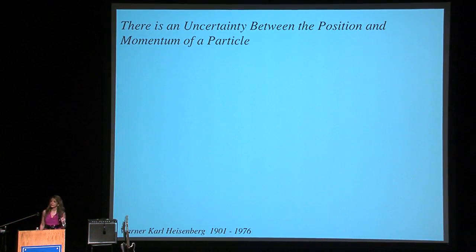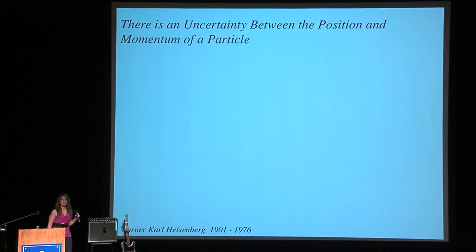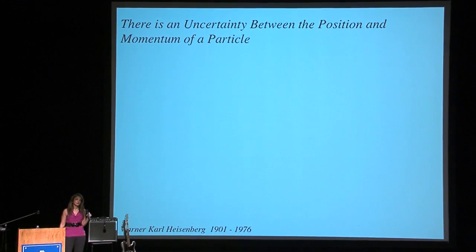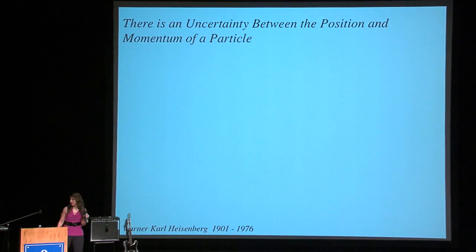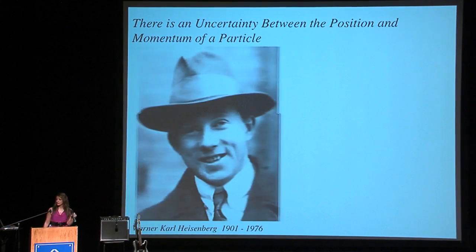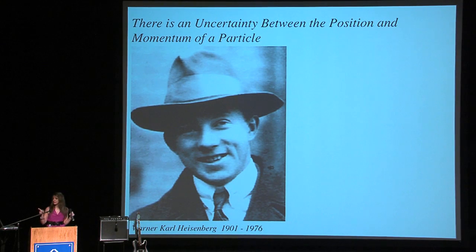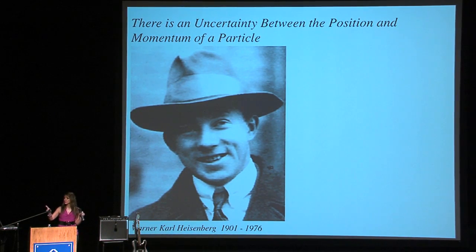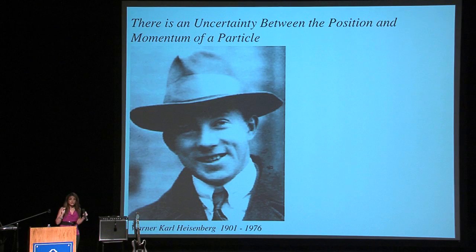So now let's talk about the uncertainty principle, because it is one of the most important discoveries in the history of science. And it was discovered first by Mr. Heisenberg. He said that there is an uncertainty between the position and momentum of a particle, meaning that you cannot calculate the position and momentum of a particle at the same time. There's always going to be an uncertainty.